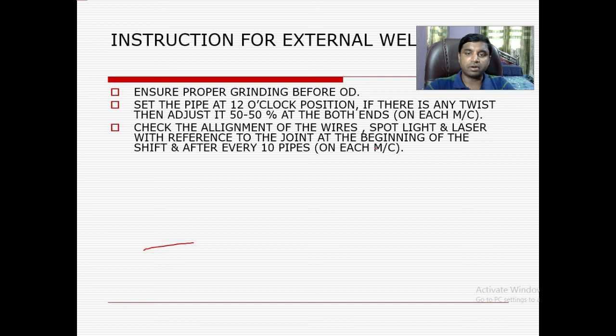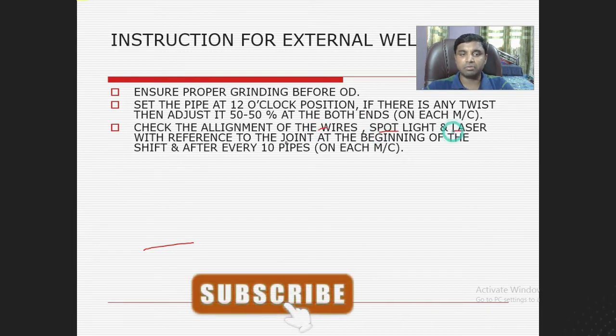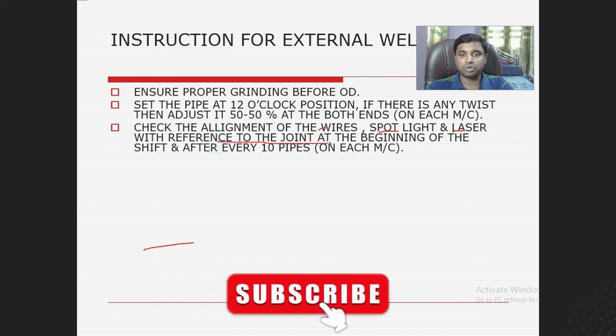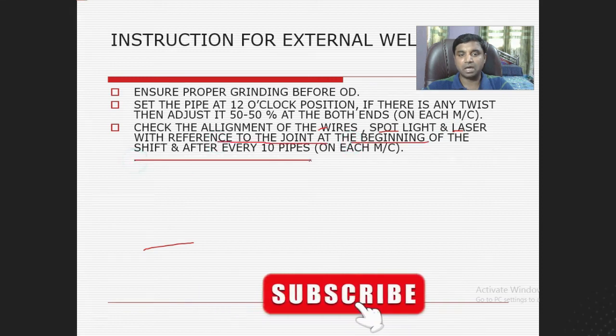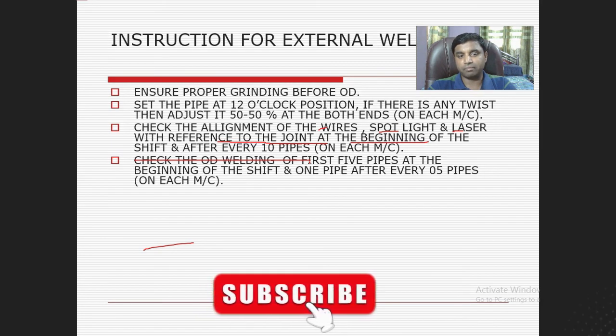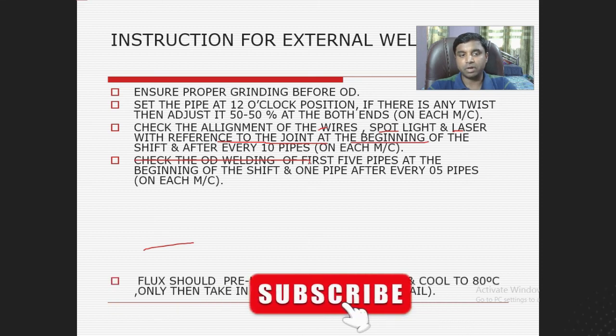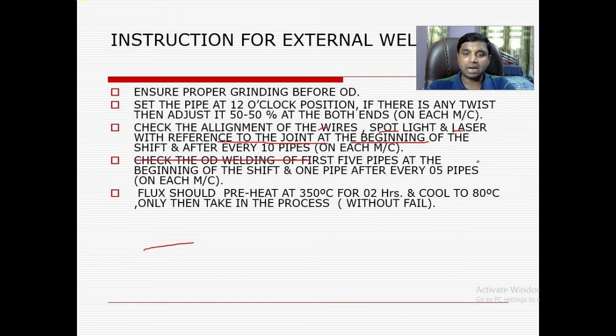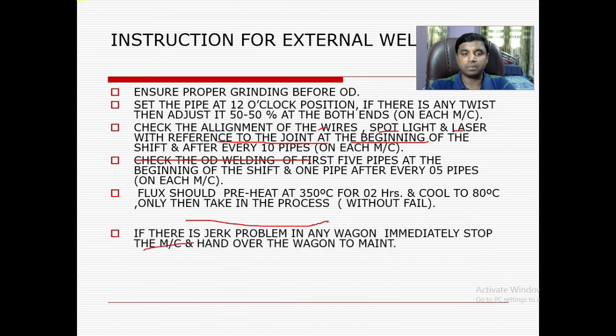Check the alignment of the wires, spotlight and laser with reference to the joint at the beginning of the shift and after every 10 pipes. Check the OD welding of the first 5 pipes at the beginning of the shift, and 1 pipe after every 5 pipes. Means every shift we have to visually check the first 5 pipes of OD welding. Flux should be preheated at 350 degrees centigrade and cooled to 80 degrees centigrade. Only then can we take it into the process without fail.